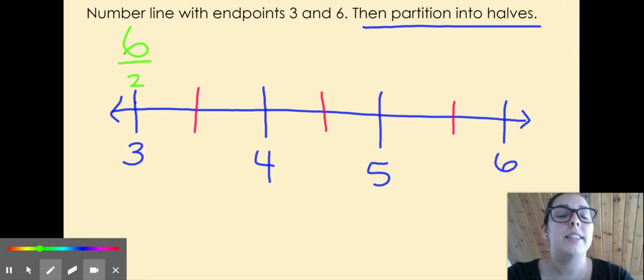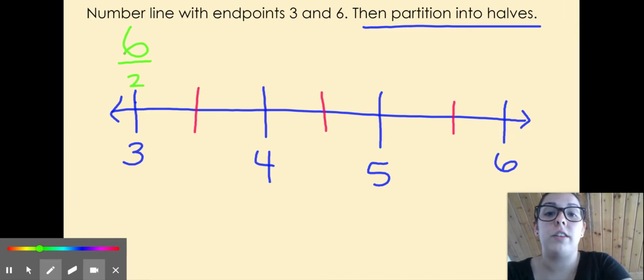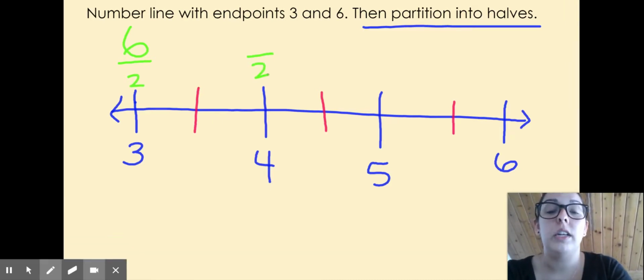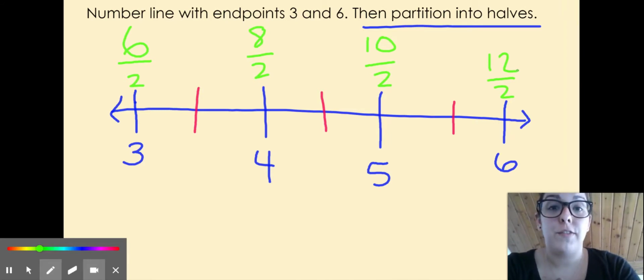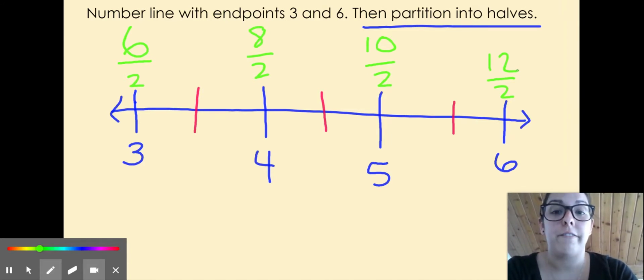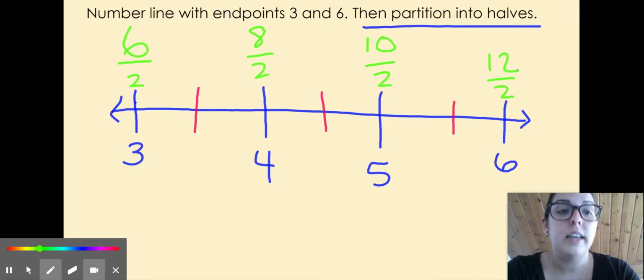Pause the video and see if you can try it yourself. Start with the denominator, which is 2, and multiply it by your whole number. Okay, try now. All right, so I did 2 times 4 is 8. So now I know that that fraction is 8 halves. 2 times 5 is 10, so I have 10 halves. And 2 times 6 is 12, which is 12 halves.